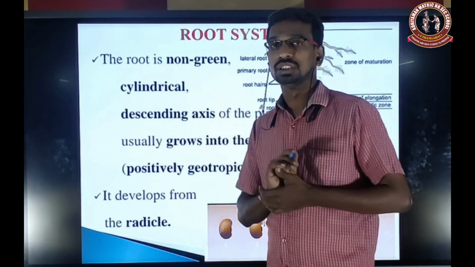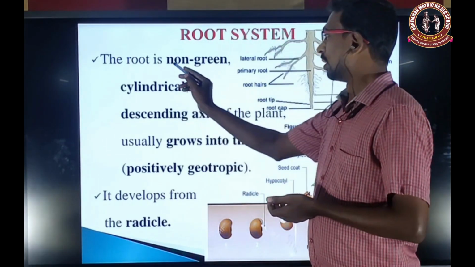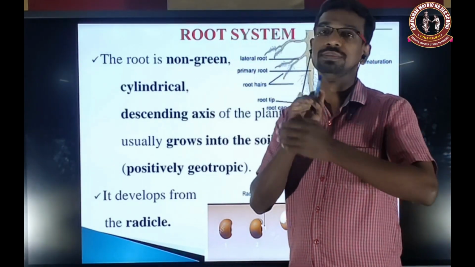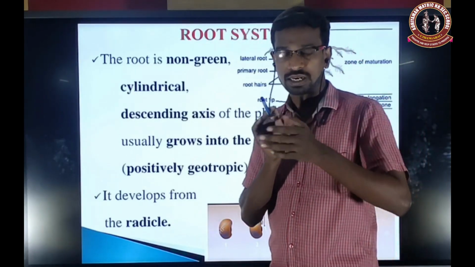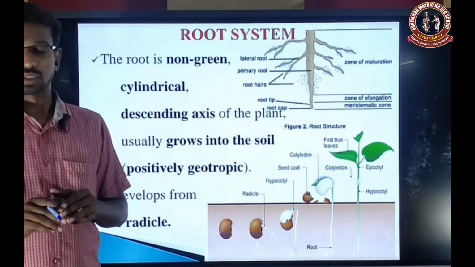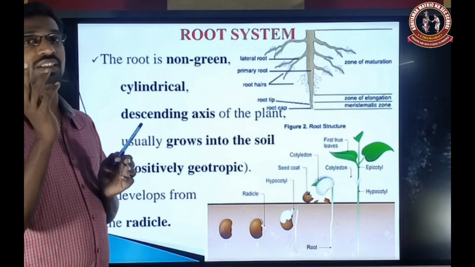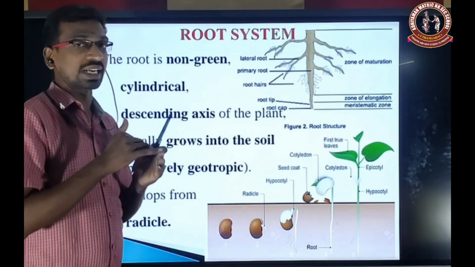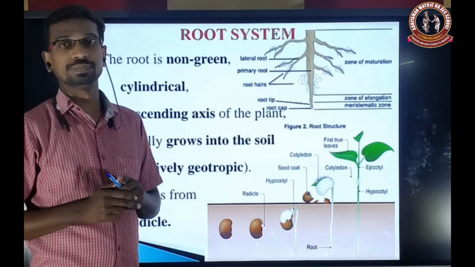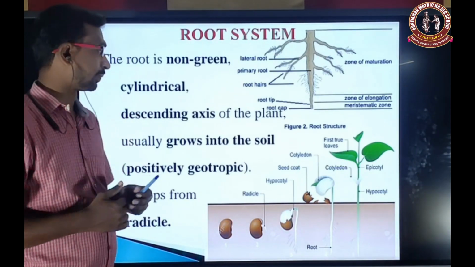First, we are going to see the root system. Among the parts of the plant, the first part we are going to discuss is the root system. Root is non-green because it is present inside the soil. It does not have chlorophyll pigments. So the root never contains chlorophyll pigments. In general, it is non-green and more or less cylindrical. It is the descending axis of the plant body, because it is present in the downside of the plant body.